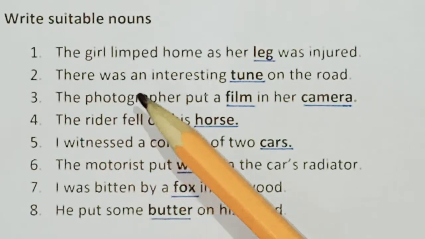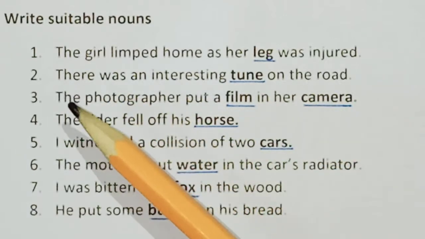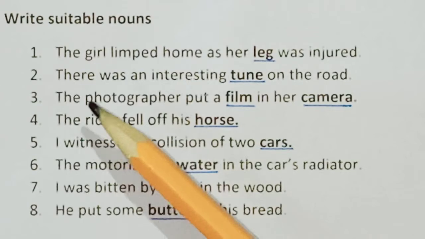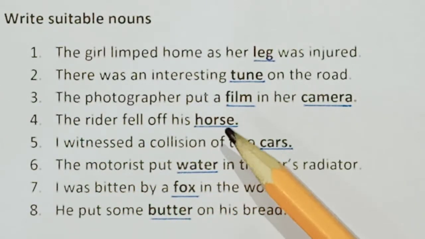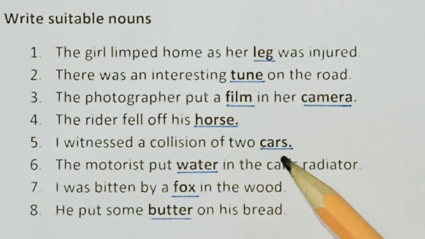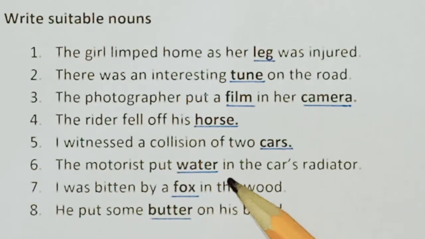Second sentence is, there was an interesting tune on the road. Third is, the photographer put a film in her camera. Fourth is, the rider fell off his horse. Fifth is, I witnessed a collision of two cars. Sixth is, the motorist put water in the car's radiator.